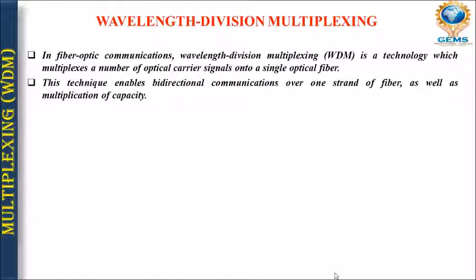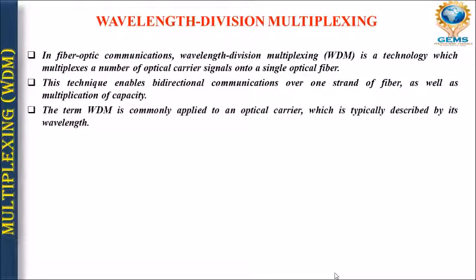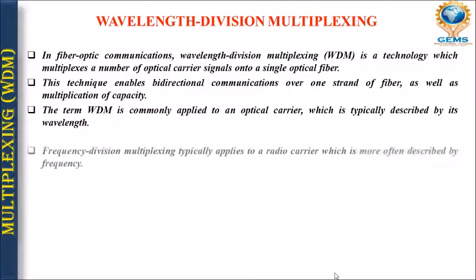Bidirectional means it can flow in either direction. The technique enables communication in either direction, that is from source to destination as well as from destination to source. WDM is commonly applied to an optical carrier, which is typically described by its wavelength. So wavelength is the important factor for determining wavelength division multiplexing.